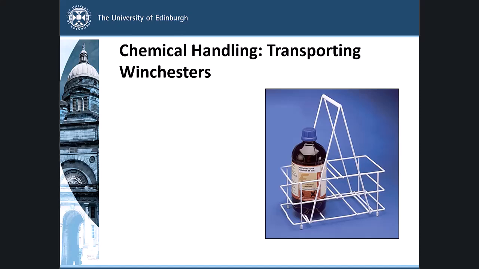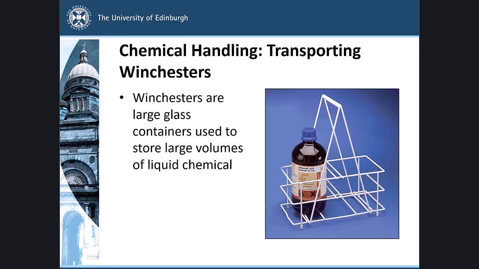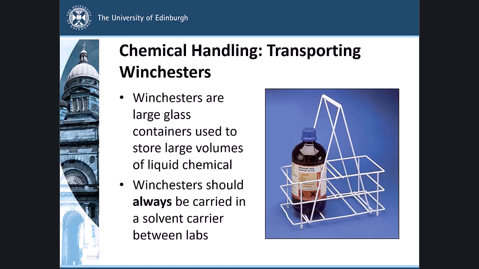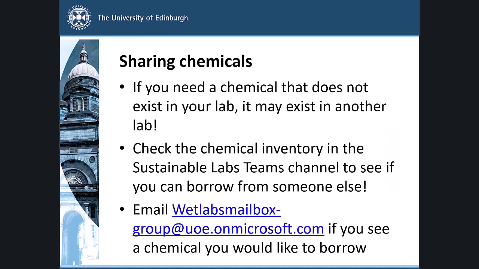Winchesters are large glass containers used to store large volumes of liquid chemical. Transporting Winchesters must be done safely to prevent them from being dropped and causing large chemical spillages. Winchesters should always be carried in a wire solvent carrier like the one in this picture. If your lab does not have one of these, please speak to the technical manager for research and they will arrange for one to be purchased for your lab.